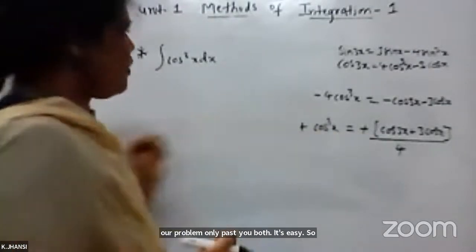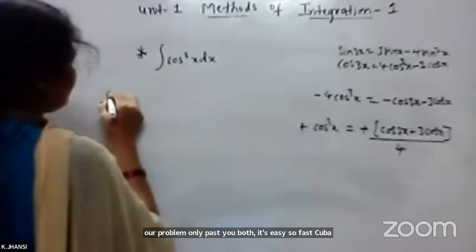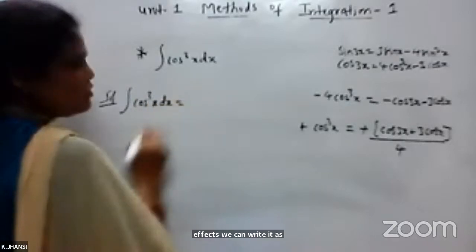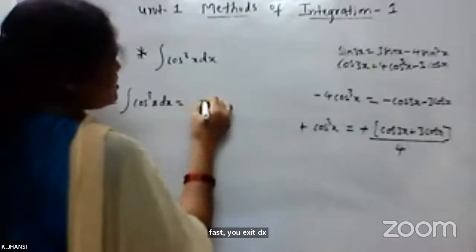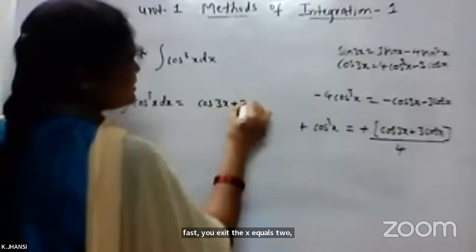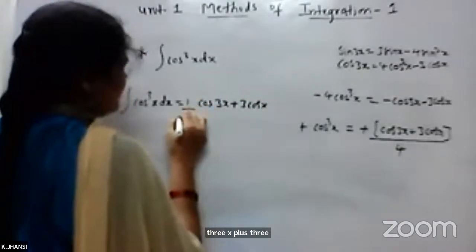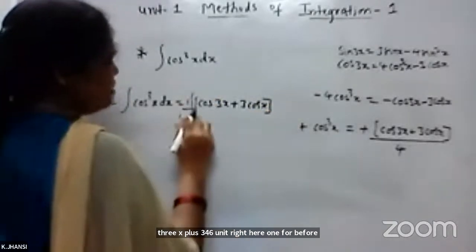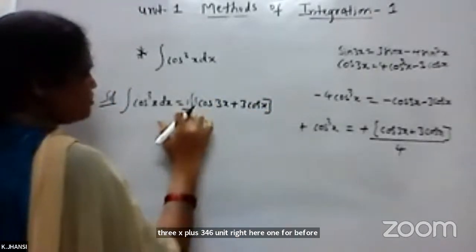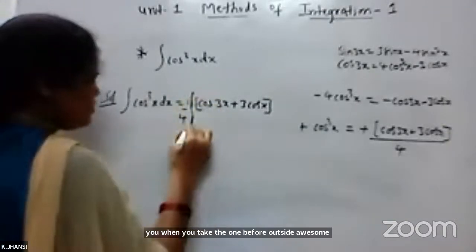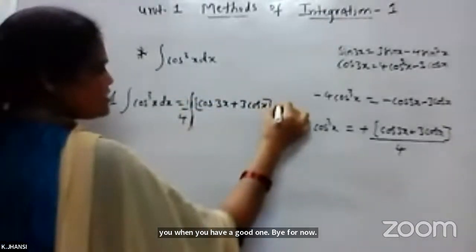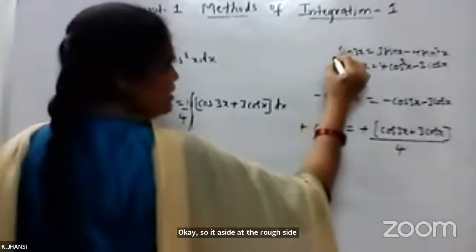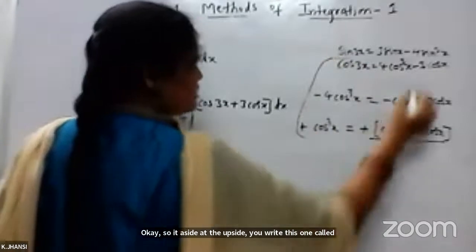So cos cube x dx equals (cos 3x plus 3 cos x) by 4. You can even take 1/4 outside, because it is a constant term, no? Into dx. At the rough side, you write this whole thing.